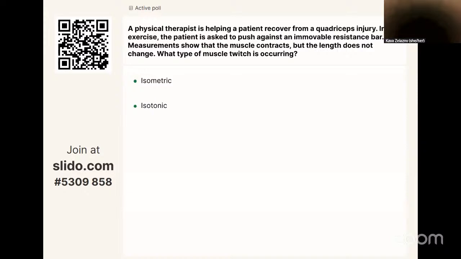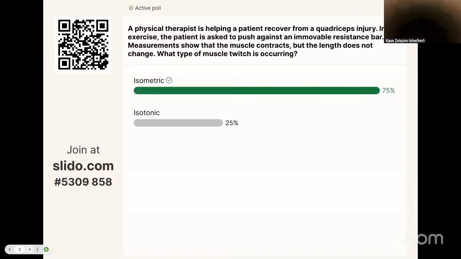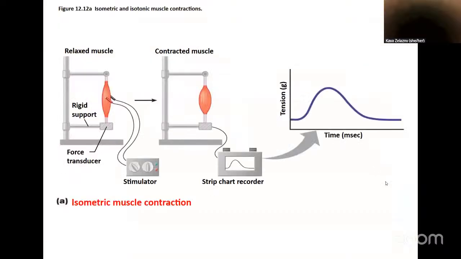Take a look before we review. Okay, great. In this example, we're looking at therapy after a quadriceps injury. So that big quad group in your anterior thigh. One of the things we might be doing is asking a patient to push against a resistance bar that is immovable, that they can't move. We would expect to see the muscle contracting. That's part of it. We're trying to build strength. But we wouldn't see the overall length of this muscle changing because we're not actually moving a load. So this is an example of an isometric muscle contraction.